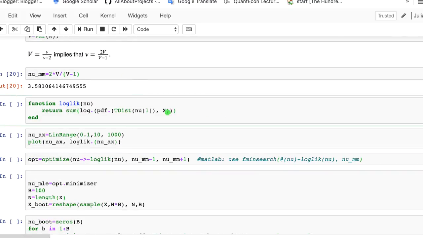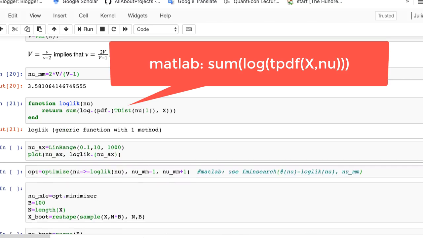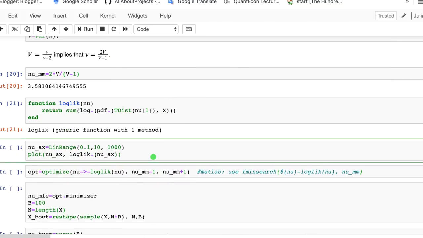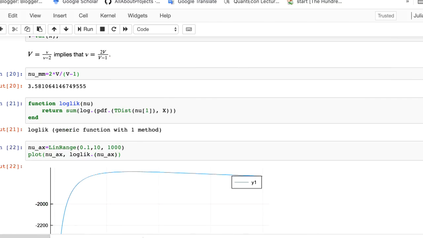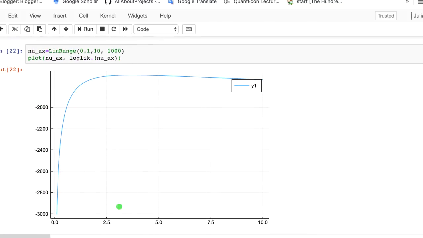So the function log nu is very simple. We have to take the PDF of the t-distribution evaluated at nu on the data points, take the logs and sum them. Of course, in MATLAB this would look different to what it does here. I will plot the log likelihood function. And so we can see that we expect a maximum around here between 2.5 and 5.